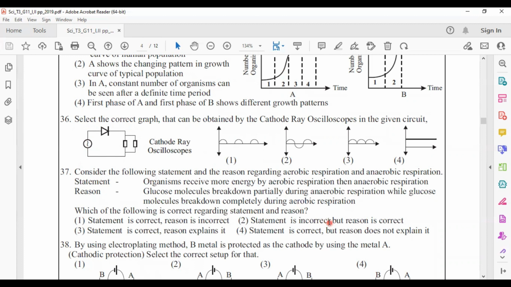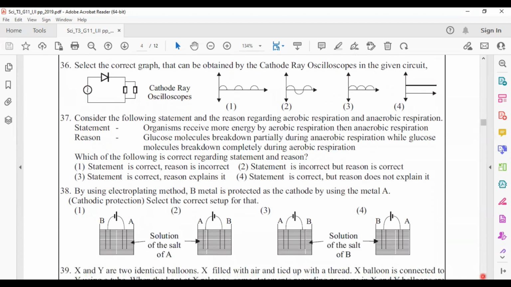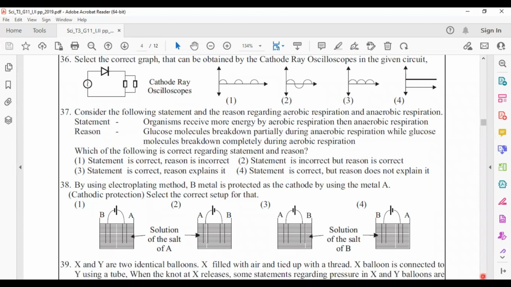Consider the following statement and the reason regarding aerobic respiration and anaerobic respiration. You know, aerobic respiration means respiration done by using oxygen. In anaerobic respiration, oxygen is not used. Let's see. Organisms receive more energy by aerobic respiration than anaerobic respiration. It is correct. Reason: glucose molecules break down partially during anaerobic respiration.